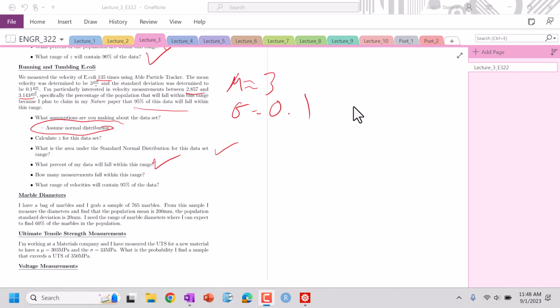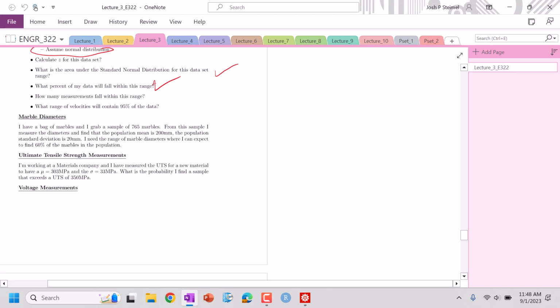And we are back. So let's go ahead and do some problems with confidence intervals. So I have a bag of marbles, 765 marbles here, so large sample size. I measure the diameters, finding that I have a population mean of 200 millimeters. Population standard deviation is 20. So again, we can do mu equals 200 millimeters, and we say that the standard deviation of our population is 20 millimeters.